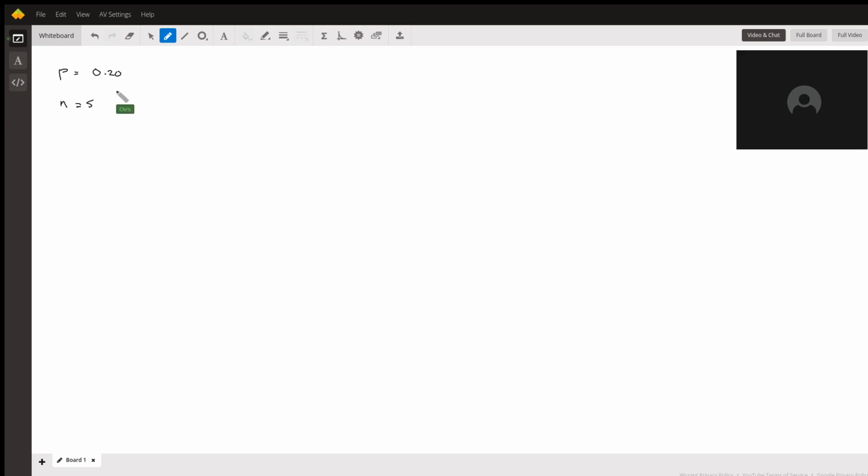And we want to know, if X is the number of correct guesses we make, this is a random variable. What's the probability that X is greater than 2? That's what we're asked to find here.